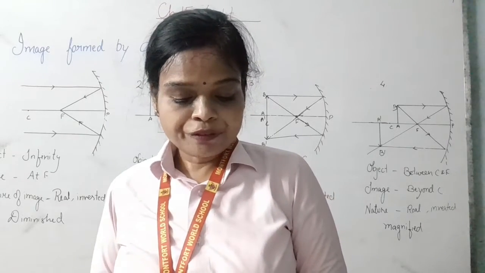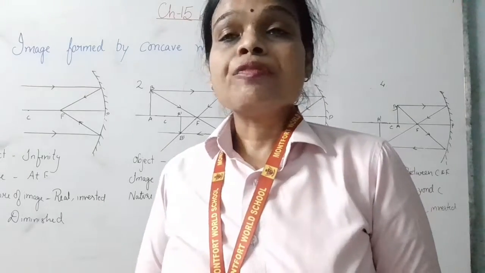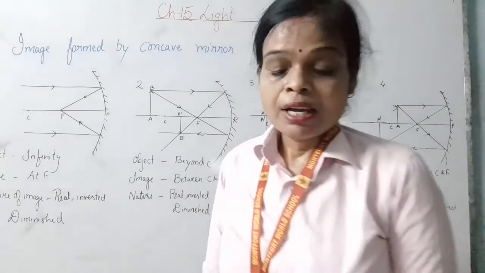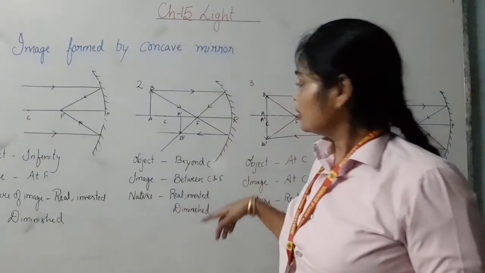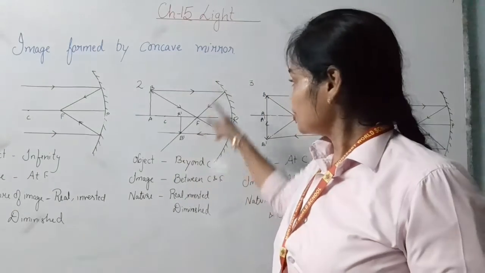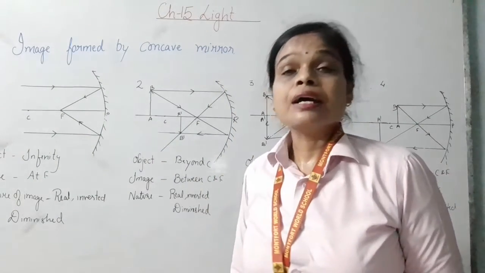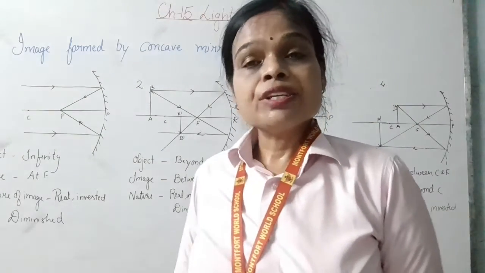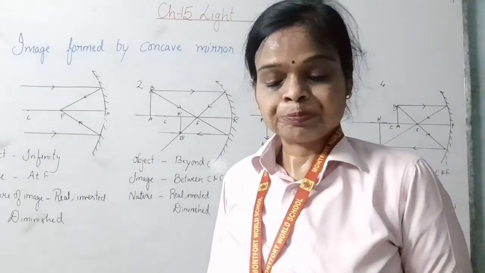Next, give two differences between the convex mirror and the concave mirror. So we have concave mirrors, which are polished from the outer side, and convex mirrors are polished from inside.